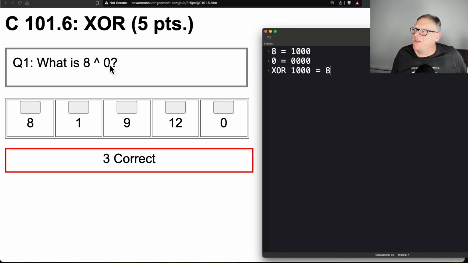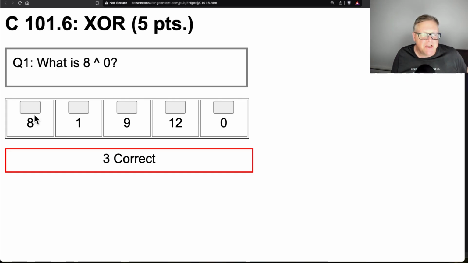XORing something with 0 does nothing. None of the bits will flip. The bits that are 0 will stay 0, and the bits that are 1 will stay 1. So XORing anything with 0, you just get the same answer back.